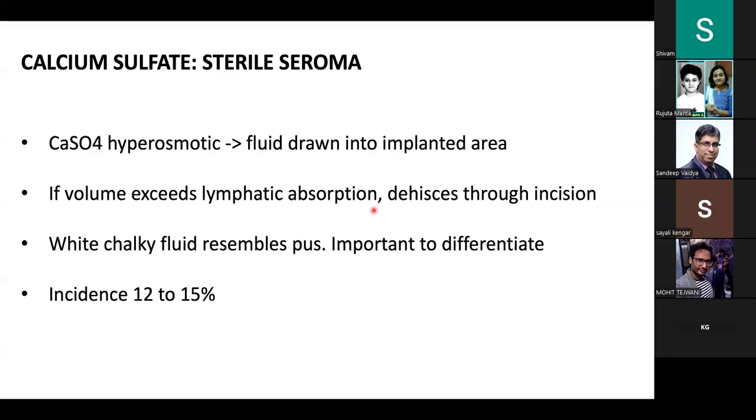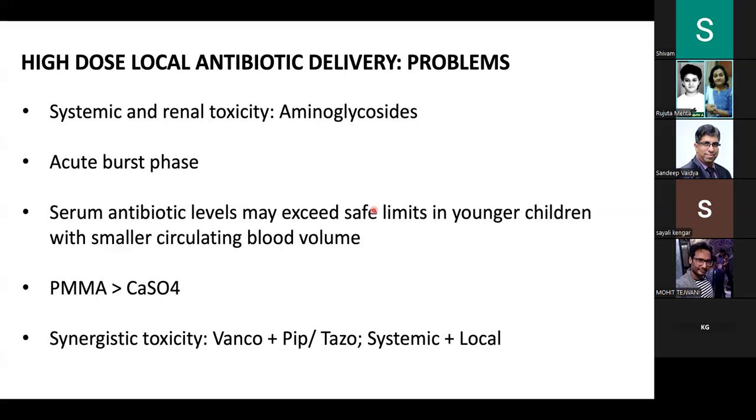One problem with calcium sulfate granules you have to know is the formation of what is known as sterile seroma. Now, what happens is this calcium sulfate is hyperosmotic. It draws fluid into the implanted area, and then sometimes this fluid oozes out of the surgical wound, and you may end up confusing this with pus. It is important to differentiate this from pus. So you should be aware that this phenomenon of sterile seroma exists in calcium sulfate granules, and not hurry to drain it thinking it to be pus.